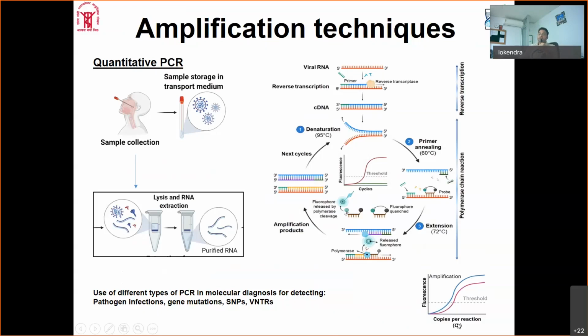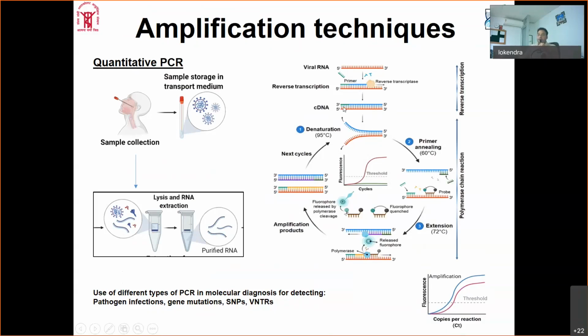So CT value again reflects copies per reaction, or maybe the CT value reflects the threshold number of copies, which actually tells you how many copies are present. So if the CT value is lower, then more copies are present. If the CT value is higher, then fewer copies will be reflected.